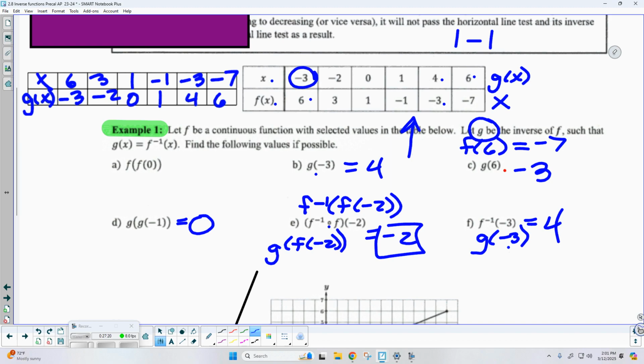Okay, which one? Let's do D. So it says G of -1. So here's function G. So let's start with G of -1. Okay, so in function G, if I plug in a -1, what am I getting? 1. Okay, now I'm going to take that 1 and plug it right back into function G. So now I want G of 1. So I come back up here. If I plug in the 1, what do I get? 0. Okay, all right. Did anybody want to take a look at E?